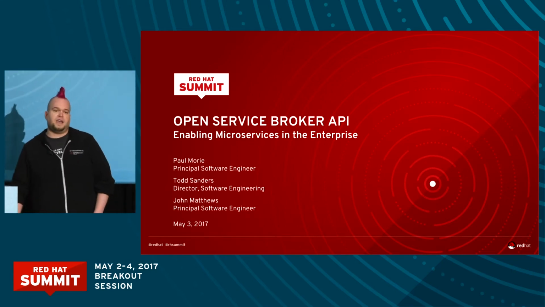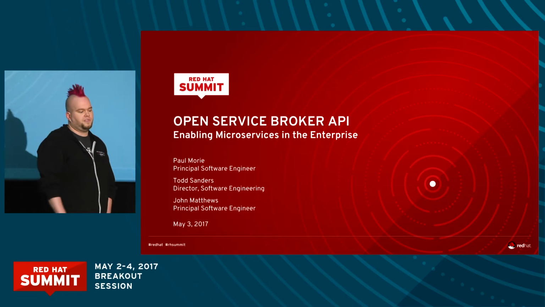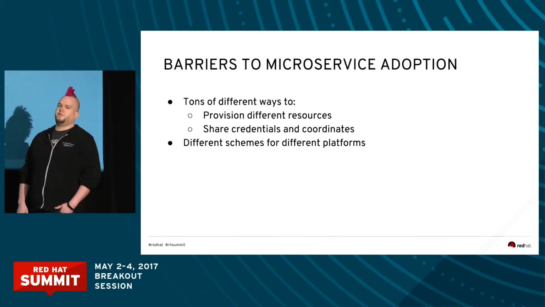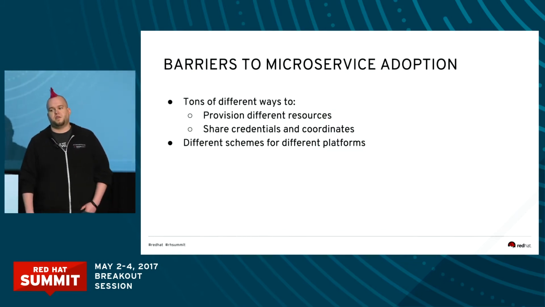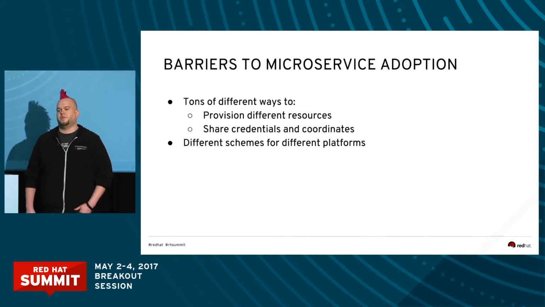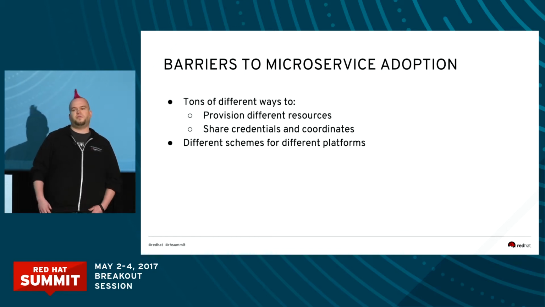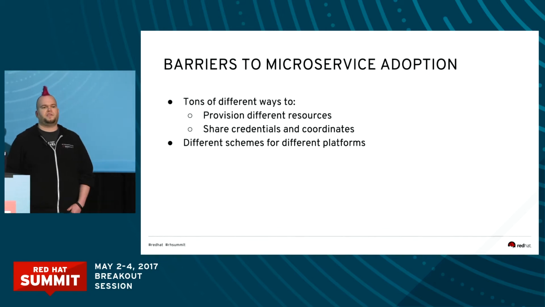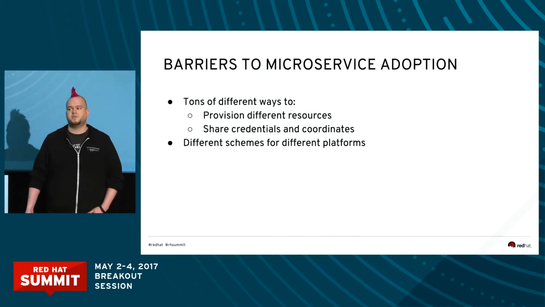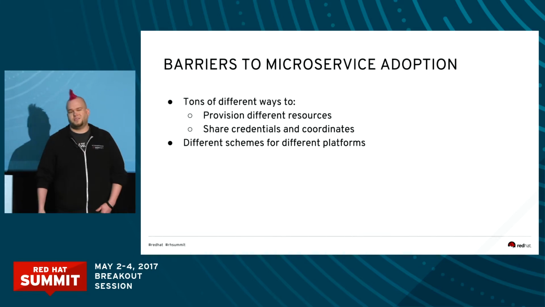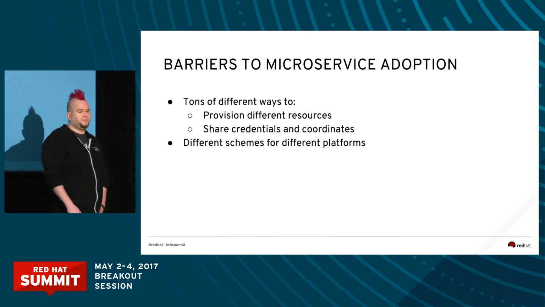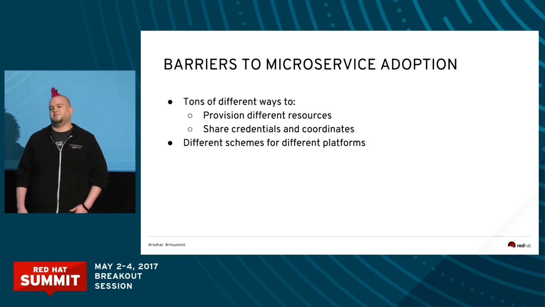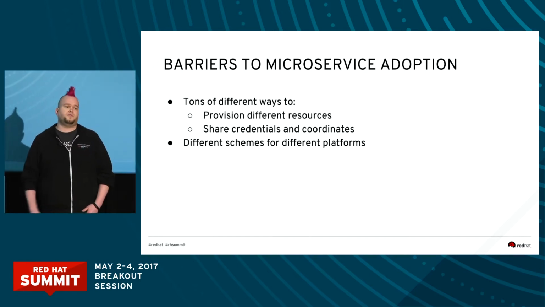So this talk is about enabling microservices in the enterprise. So it's probably best if we start talking about what the barriers are. There's basically two different classes of barriers. There's fragmentation along how different resources are provisioned and how information about credentials, coordinates and configuration that you need to use those is shared. And then also, there are different schemes for doing this on different platforms. And in fact, there might even be different schemes on the same platform in different orgs.